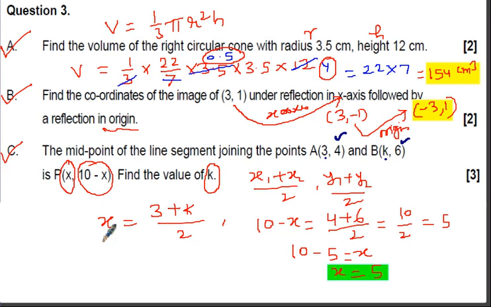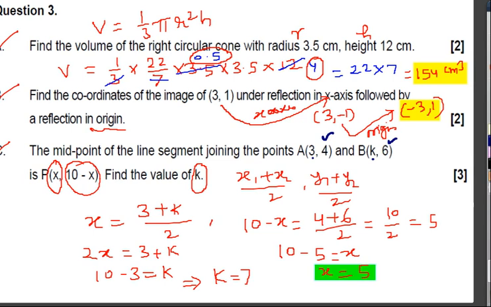So your k, so this is 2x is 3 plus k. So 2x means 10 minus 3 is k, which gives you k is 7. So this is your correct answer. K is 7 is your correct answer. You can pause the video and check your answers.